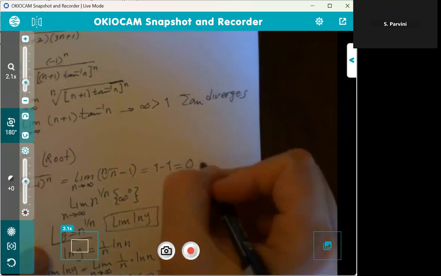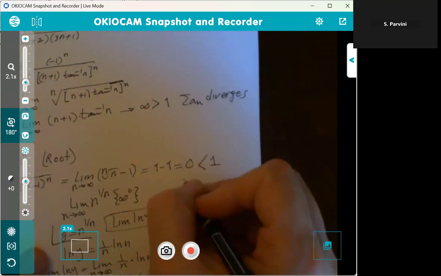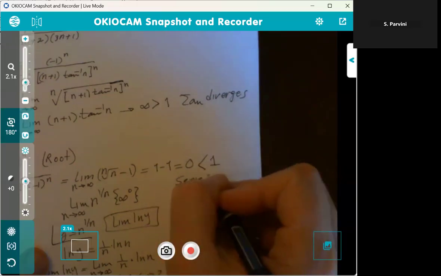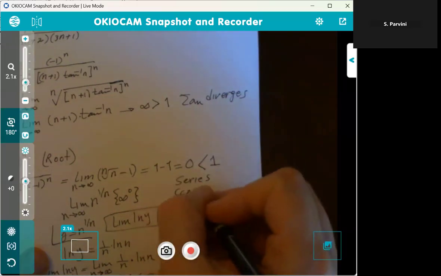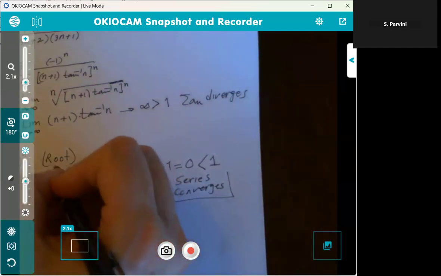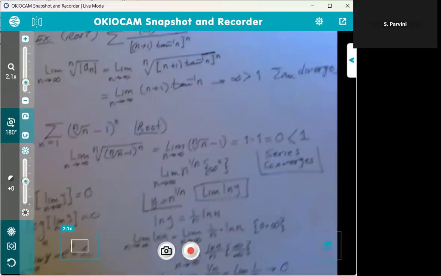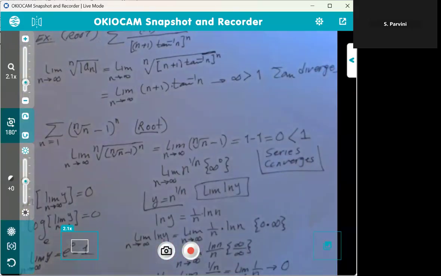Because 0 is less than 1, the series in this case converges. The original series converges by the root test. And there you have the result of this one. So we're done with this section.